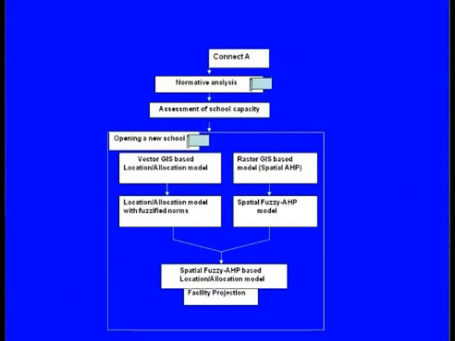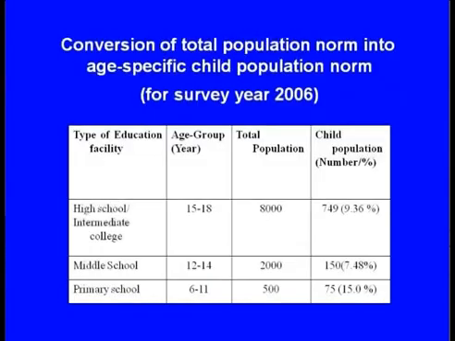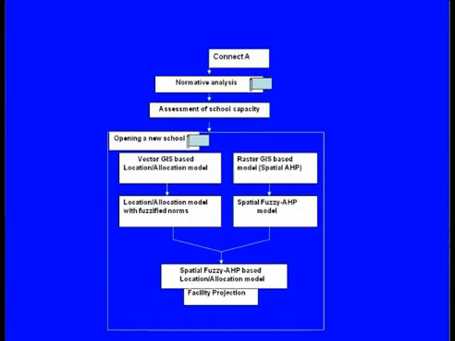Having done this, we go on to a normative analysis, so that we can identify what are the gaps which are there. For this, we need to identify what are the various criteria related to different levels of schooling, and what type of age population should actually be considered for the GIS based analysis. After this, we make an assessment of the school's capacity, and based on this we try to find out what would be the rule for opening a new school.